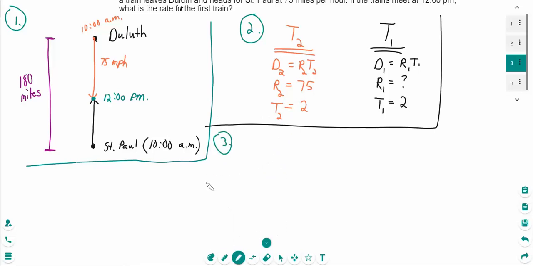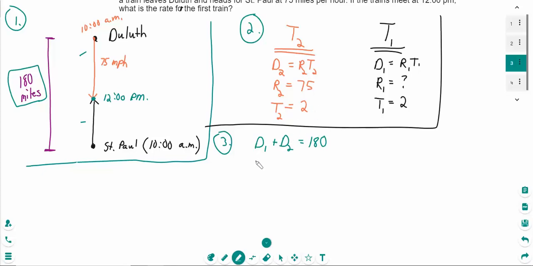So what can we say about the distance of these 2 trains and their trips? Well, we know that the distance of the first train and the distance of the second train have to add up to be this 180 miles, right? This plus this has to be 180 miles. That's the total distance between the two cities. Okay, so we know that distance of train number 1 plus the distance of train number 2 has to be 180.